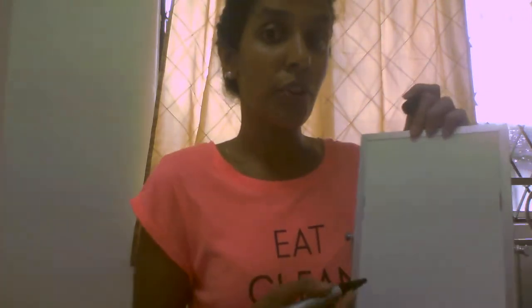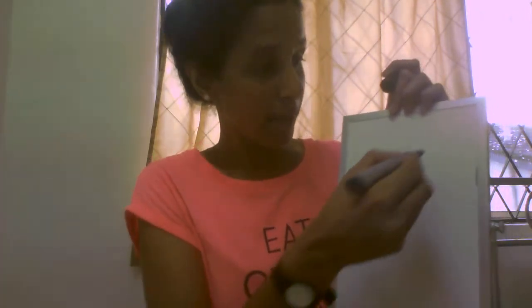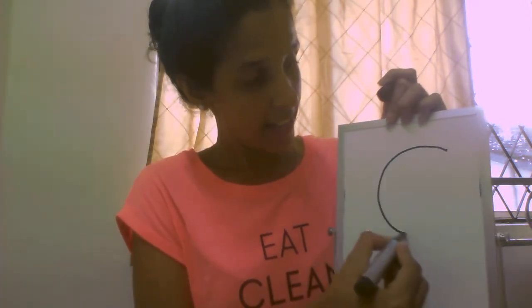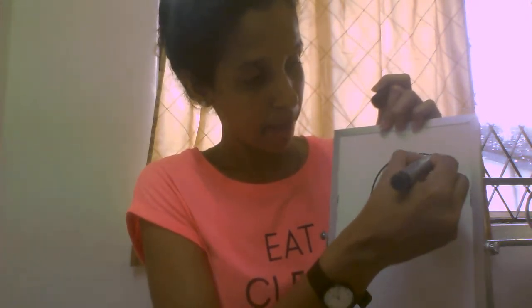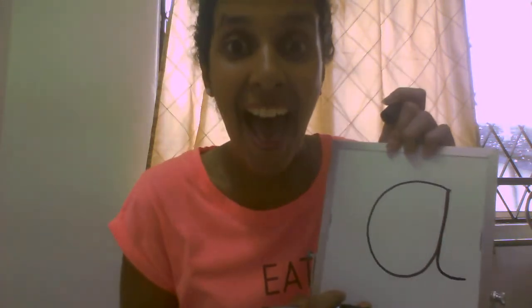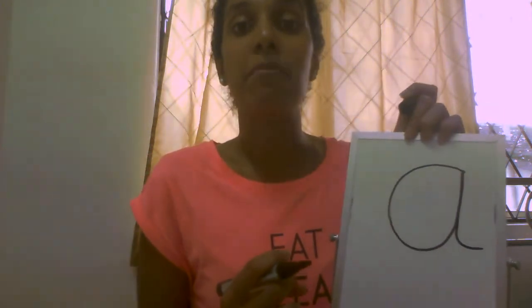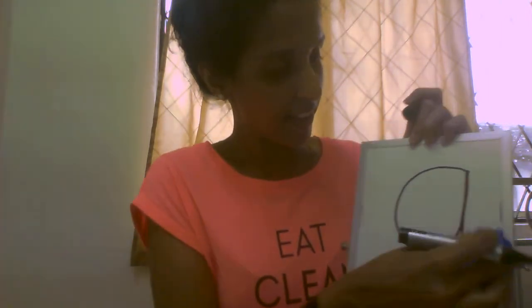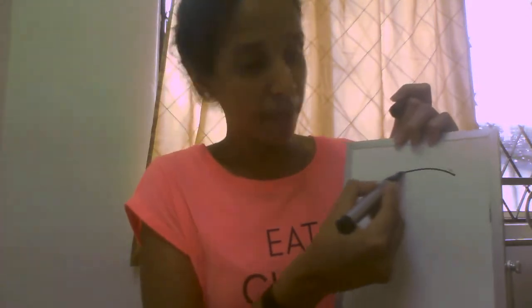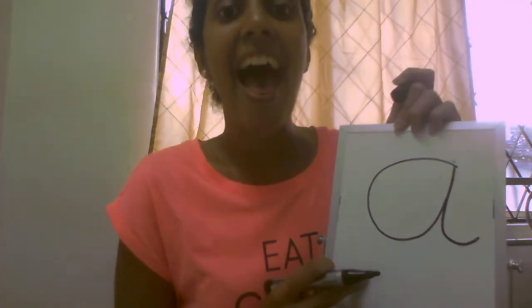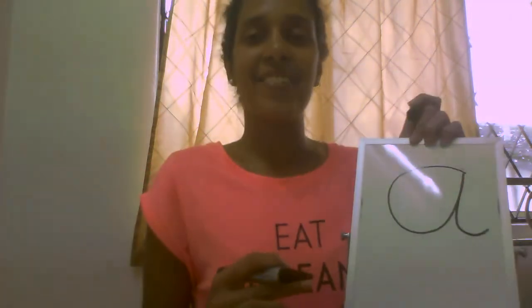Now we're going to do Ah. Okay? We're going to start from the top again. We're going to make a little circle, go to the top, come back down and a flick. That is Ah. Can you write Ah and make the sound Ah? Let's do that together again. Start from the top, go around, go to the top, go to the bottom and a flick. This is Ah. That's right.